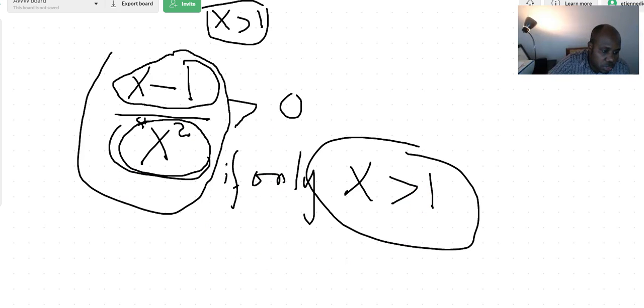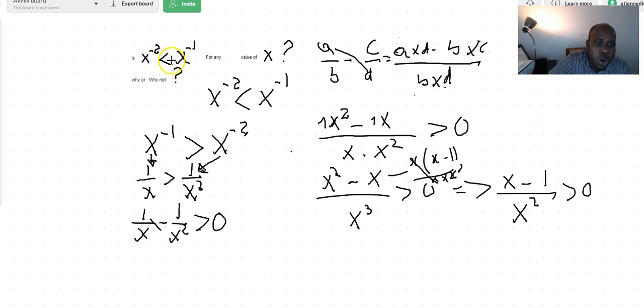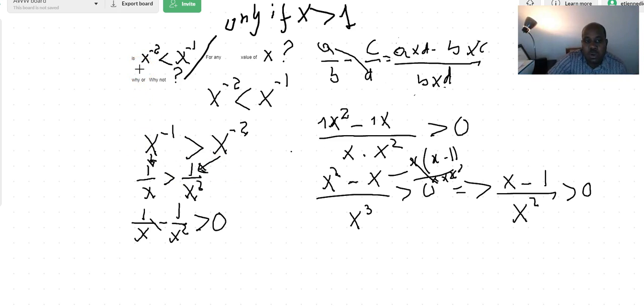Let's go back to our specific question. x to the power of minus 2 is less than x to the power of minus 1 only when x is greater than 1. We can try putting in some values different from that, and we're going to see it's not true. As we did before, with x equal 2, x equal 3, x equal 1 point whatever, it's only when x is greater than 1. I hope you understand this, guys.